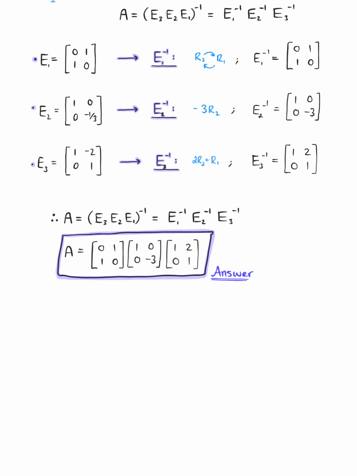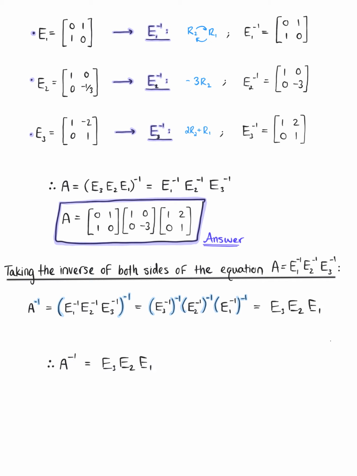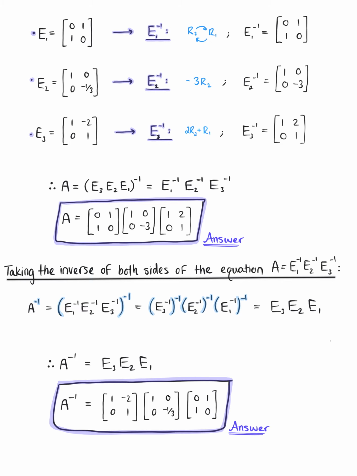Now, taking the inverse of both sides of the equation, A is equal to the inverse of E sub 1 times the inverse of E sub 2 times the inverse of E sub 3, and applying the properties of invertible matrices to simplify, we see that the inverse of matrix A is in fact equal to the product of the elementary matrices, E sub 3 times E sub 2 times E sub 1. So we can officially state that the inverse of A is equal to the product of the three 2 by 2 matrices, 1, -2, 0, 1, times 1, 0, 0, -1/3, times 0, 1, 1, 0. Making this our beautiful final answer.